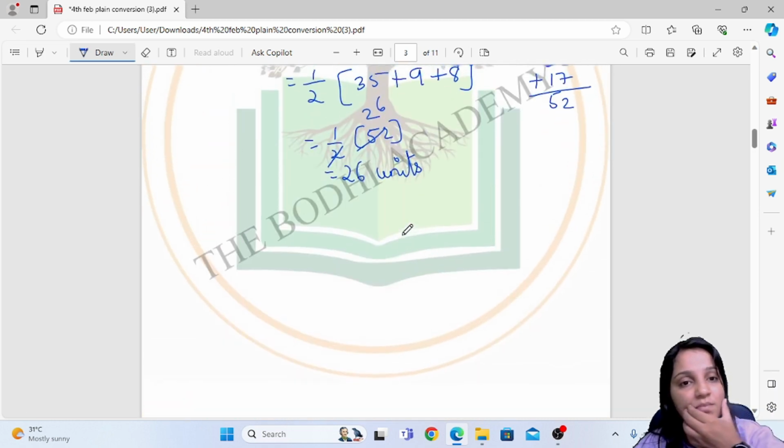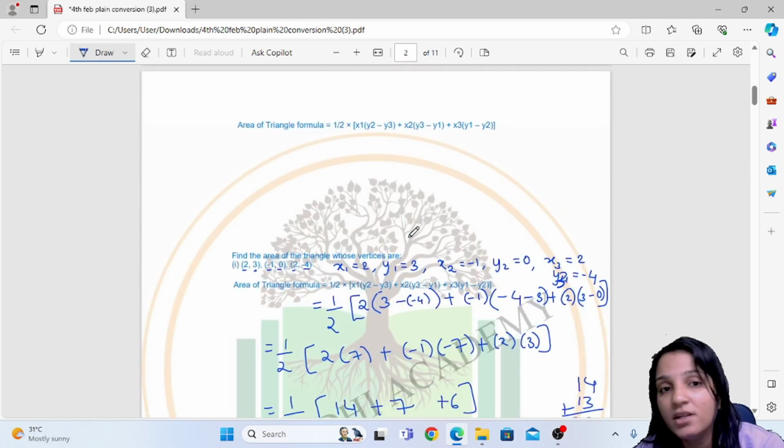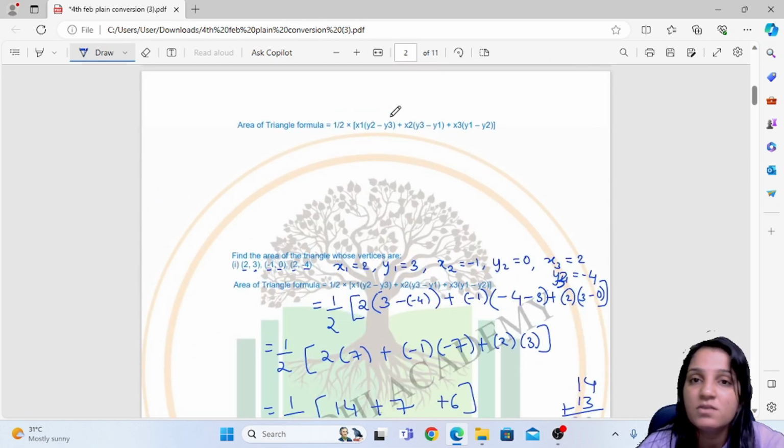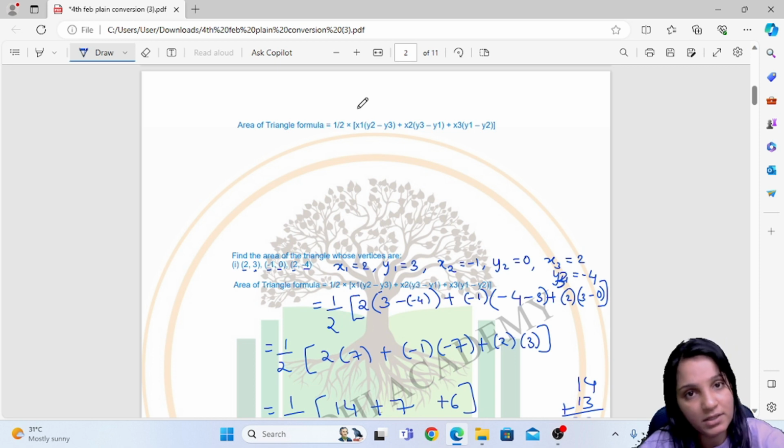Now these are some of the important problems from the area of triangle formula, and with this we conclude our coordinate geometry chapter.